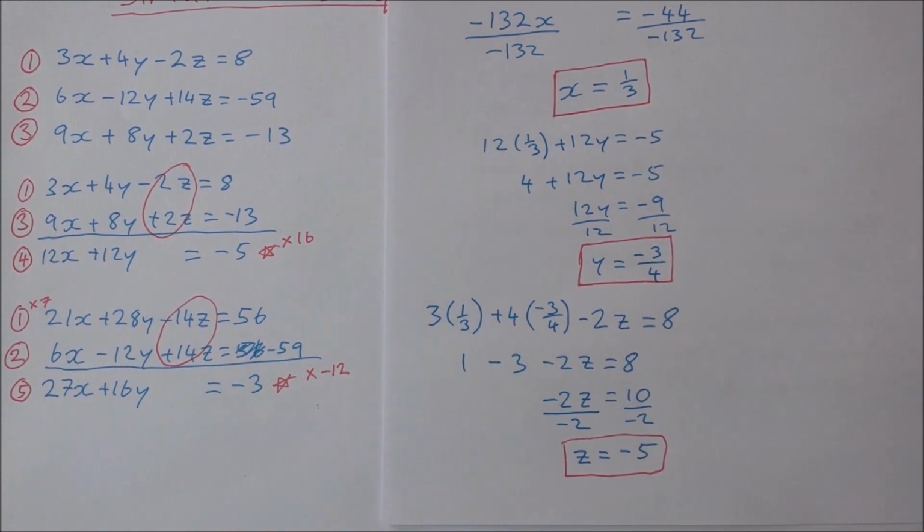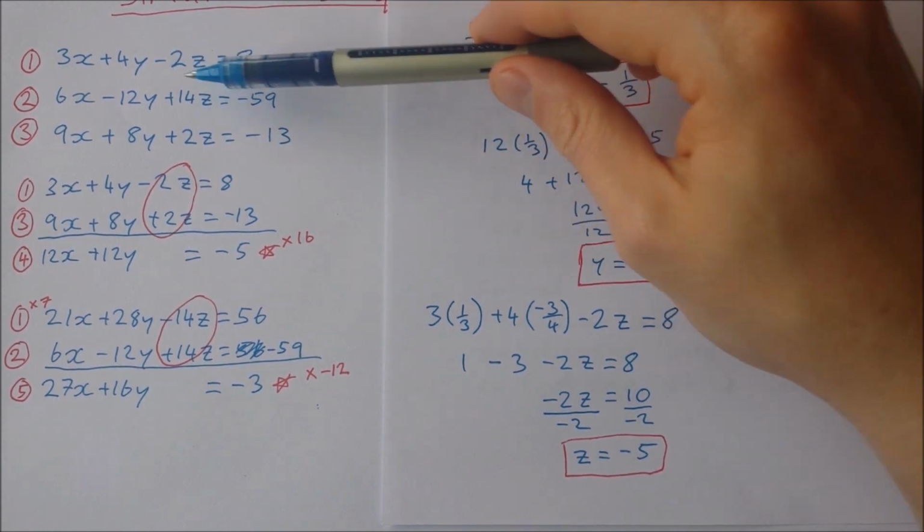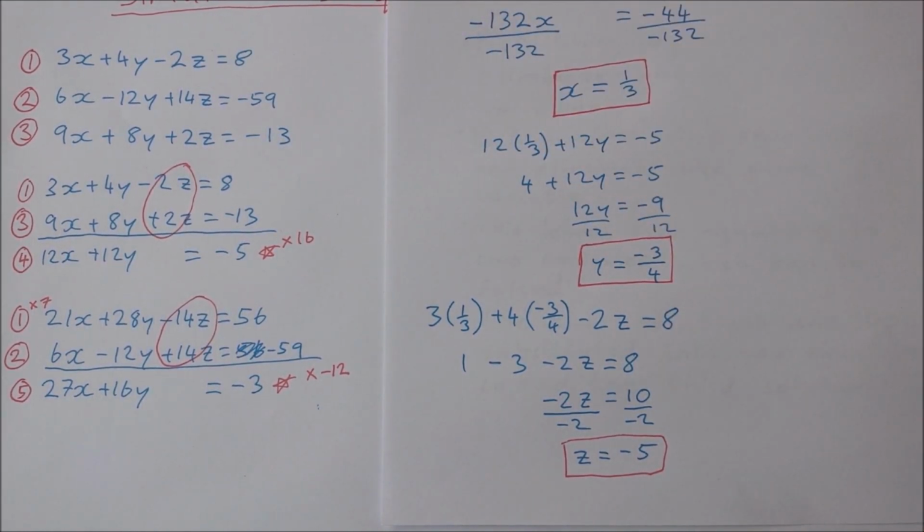So my three solutions are x equals a third, y equals minus 3/4, and z equals minus 5. To check if you're right, you'll want to sub these values in to these equations here, and you'll see that they will all work out perfectly.